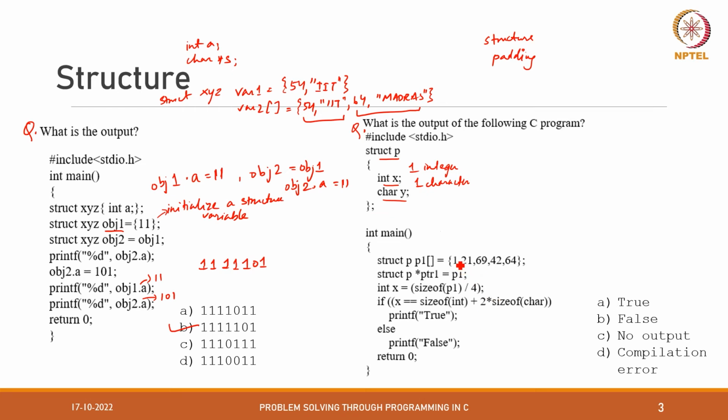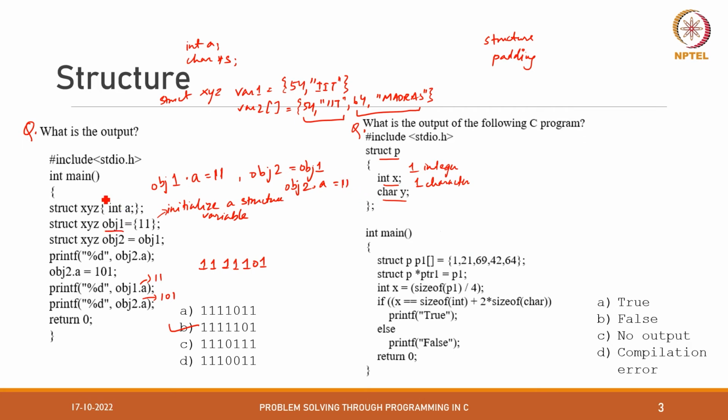So I have just written 1 comma 21, 69, 42, 64. And I am also defining a pointer of type struct P, and I'm setting it to P1. I'm also declaring this variable x, which is calculating the size of P1 and dividing it by 4, and we are doing some kind of comparison here and printing true or false based on that. So what exactly happens here? What happens when we initialize this structure in this manner, as has been shown here?